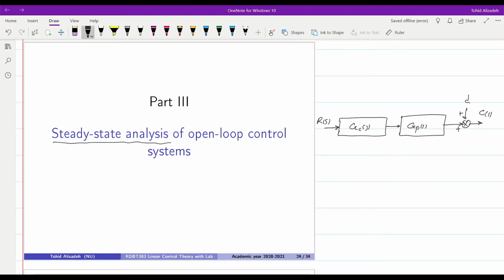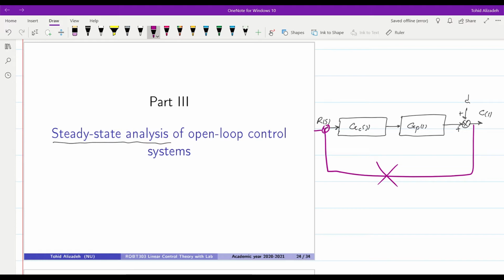So you can see that here we don't have any feedback. The output is not measured. It is not being compared with the reference. So the overall structure is much simpler than the closed-loop control system, and as a result, the overall system will be cheaper as well. We can construct the open-loop control system much cheaper than the closed-loop ones.